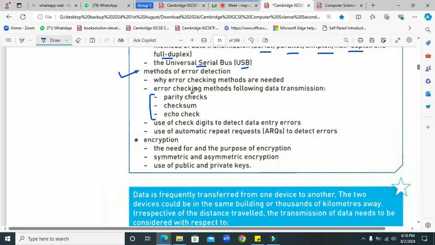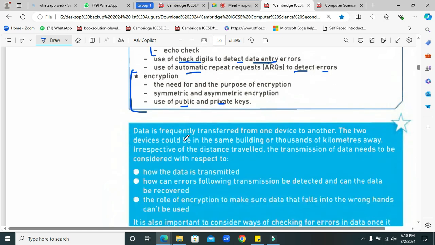Okay, from an exam point of view, IGCSE or GCE O level: use of check digit to detect data entry errors. Check digits are used to detect data entry errors. Use of automatic repeat requests to detect errors. Then the last part is about encryption, the purpose of encryption, symmetric and asymmetric types of encryption, and use of public and private keys, and then that's it. Okay, now let's start.